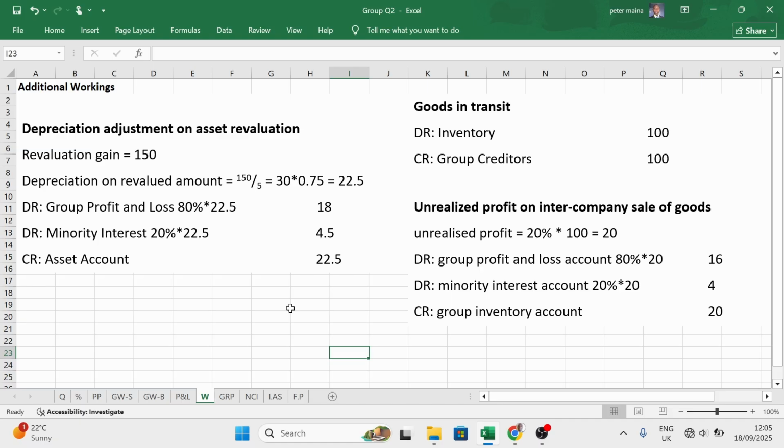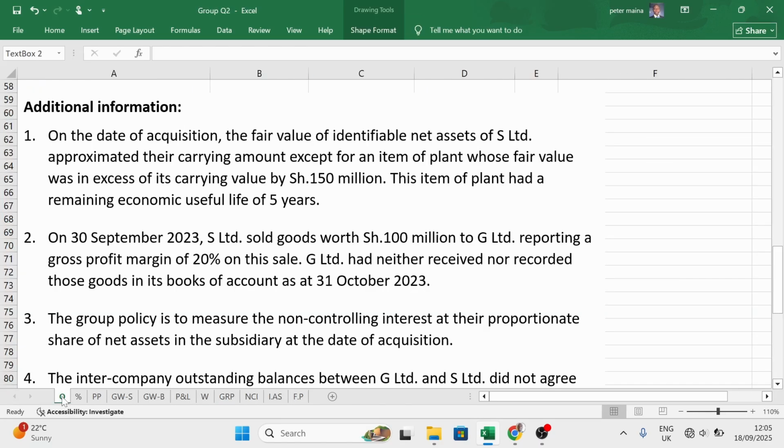So next we have goods in transit. Goods in transit, if you go back to the question, that was additional information number 2. You are told that on 30th September 2023, S Limited sold goods worth 100 million to G Limited.